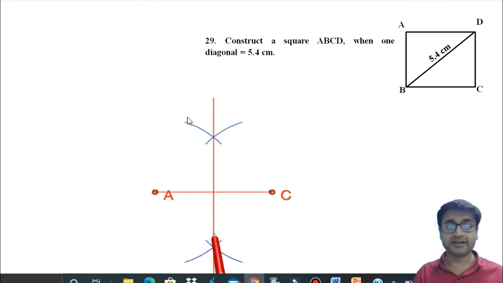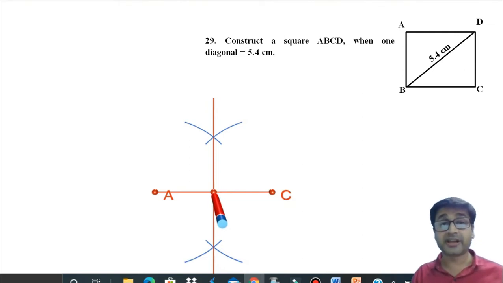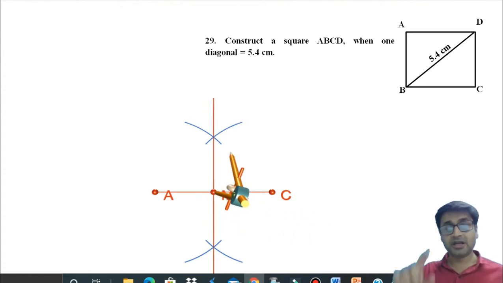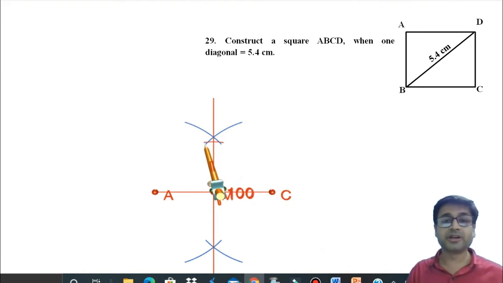bisect at right angle. Now that you got this, let's take a point M, and we also know that the diagonals in a square are equal. That's why the second diagonal's measurement is not given. So if the first one is 5.4, the second one also is 5.4. So you take half of that, that is 2.7. Keep your compass on point M, that is the midpoint. Cut an arc of 2.7 on top as well as down. That helps you to get your point B and D.